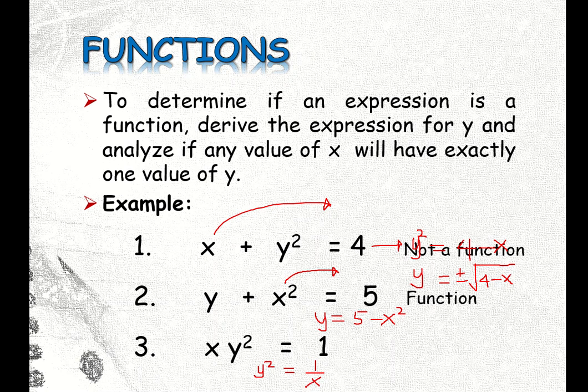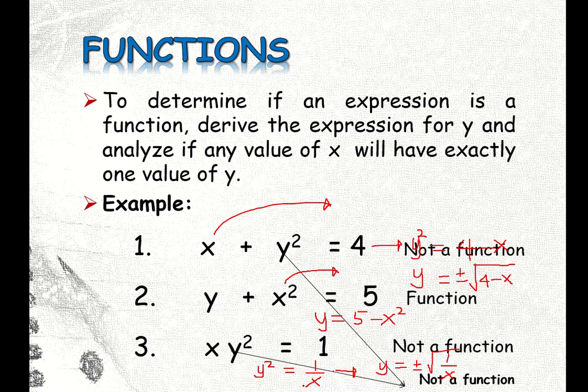Now, just by looking at the exponent of the y here, we can tell that this is not a function. Or you can solve for y in terms of x. We take the square root on both sides. The square root of y squared is y, but on the right side you have two values, plus and minus the square root of 1 over x. So this makes the relation not a function. In our 3 examples, we have 2 relations that are not functions, number 1 and number 3. I hope it's clear to you, class.